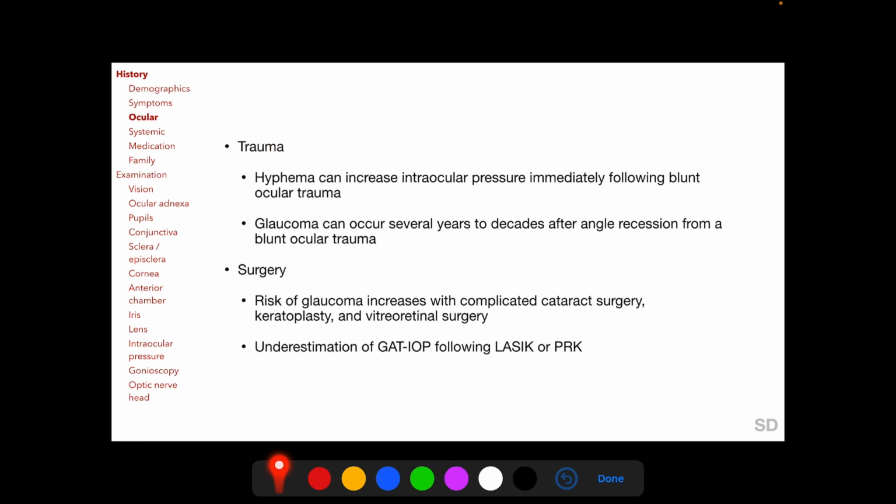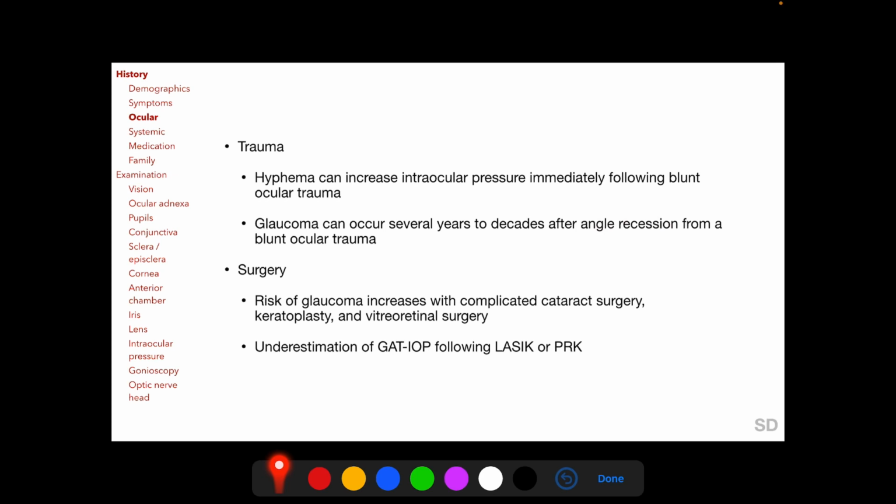Patients giving a history of trauma can present with hyphema, which can increase intraocular pressure immediately following the blunt ocular trauma, and glaucoma can occur several years to decades later following angle recession from a blunt ocular trauma.